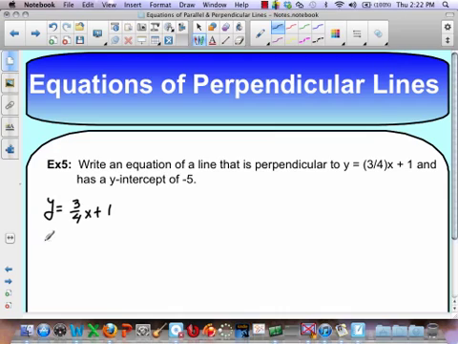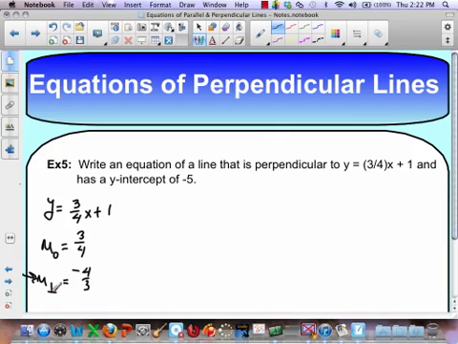So if we're looking at this equation, what is my slope? 3/4. So then what would be my perpendicular slope? Negative 4/3. And that, guys, right here, that's the only step that's different from Tuesday. Everything else is the same.